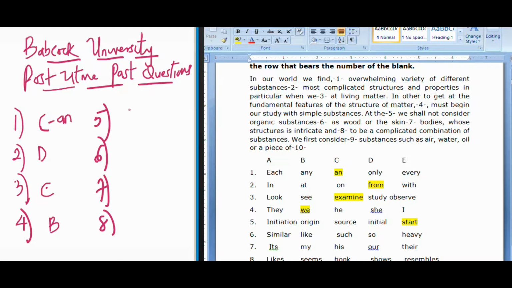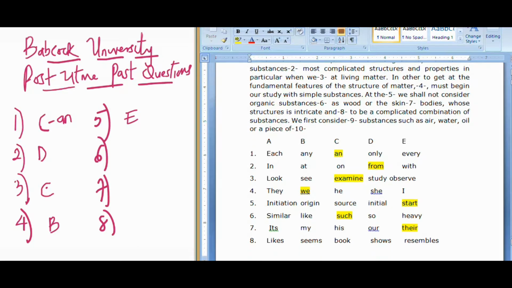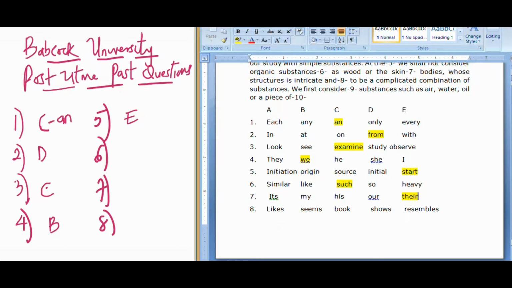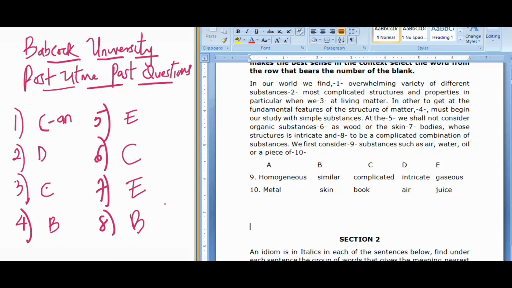6 - such as wood or the skin, 7 - their bodies, E, whose structure is intricate, and 8 - seems B to be a complicated combination of substances. We must consider 9 - similar substances B, such as air, water, oil, or a piece of 10 - A, metal.